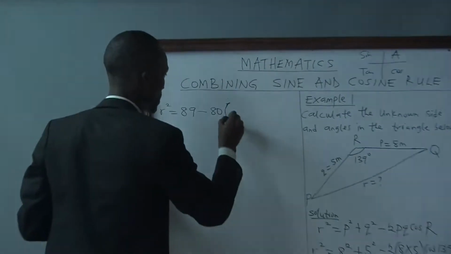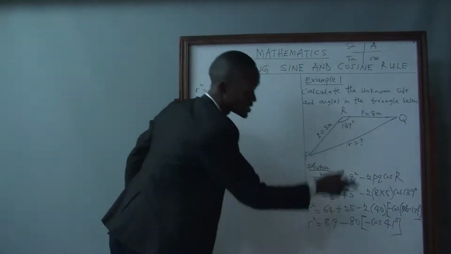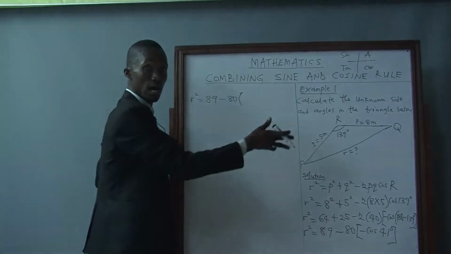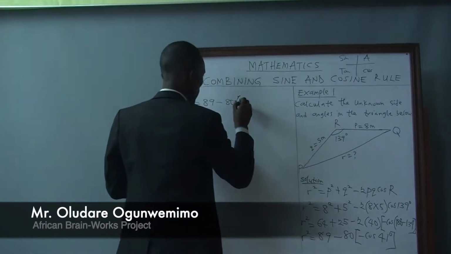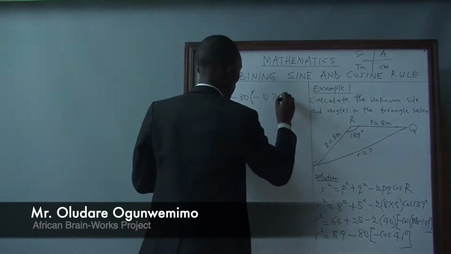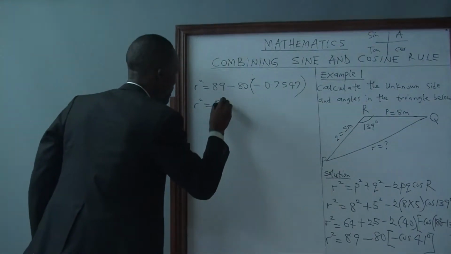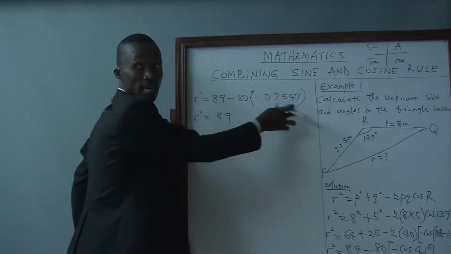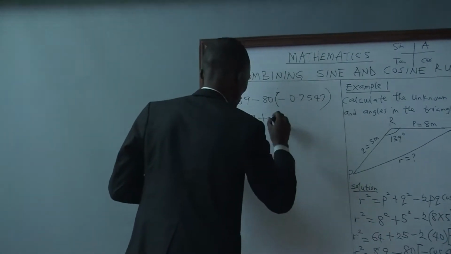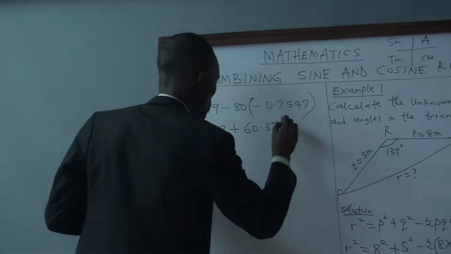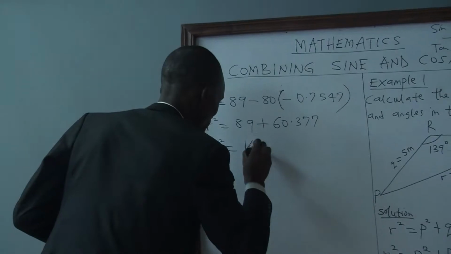If you check our four-figure table for cosine, we check cosine of 41, that is, we go to cosine angles in our four-figure table and we check 41 under 0. So that will give us minus 0.7547. So we have r squared to be 89. Now the product of this and this, we have minus multiplied by minus to give us plus. Then the product gives us 60.377.